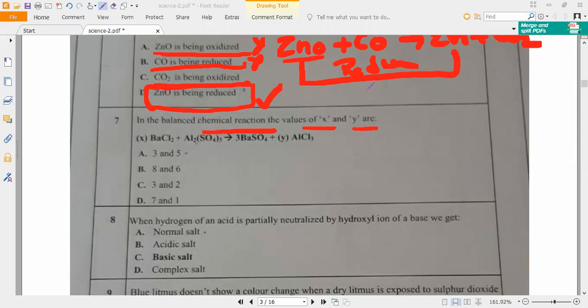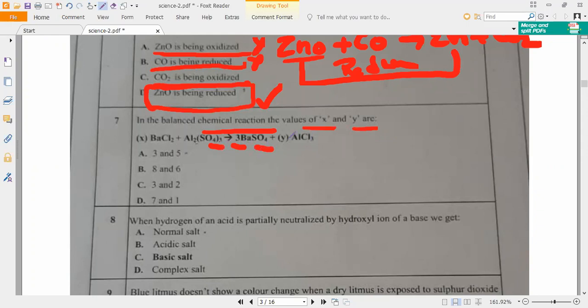So it's 3 and 2 only, sir. Three is fixed. How is 3 fixed? Check it. Because 3 BaSO4 is there. See, 3 BaSO4 is there. Here 3 sulfate ions are there. But here also 3 sulfate ions are there. Here also 3 sulfate ions are there.